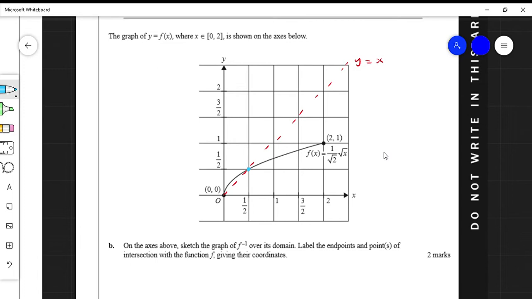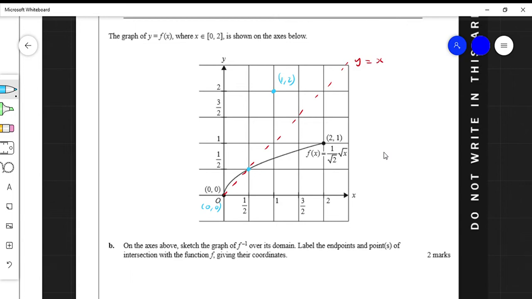And then all the points are just kind of flipped. So the point (2, 1) means we're going to have a point (1, 2) on the inverse function. The point (0, 0), make sure to label the (0, 0) point, even if it's already labeled and they ask you to label the endpoints. If it's a point on that graph that's important, even if it's already labeled, relabel it, because you're just showing that your second graph also passes through that point.